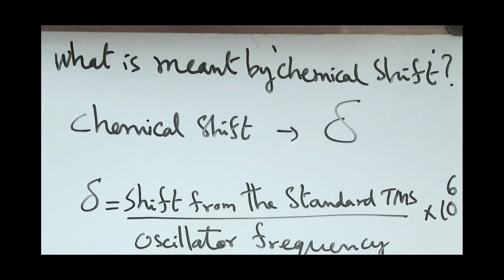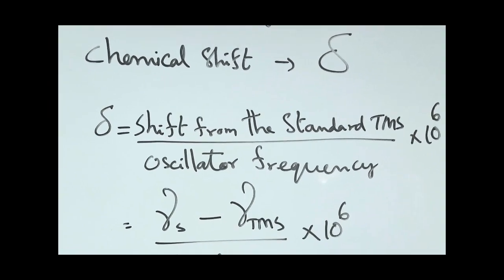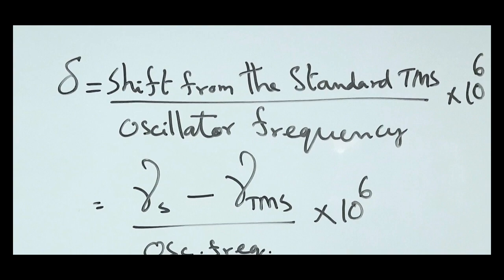It is independent of the magnetic field that is applied or frequency that is used. So chemical shift is indicated by the symbol delta. How do we calculate the value of chemical shift delta? I told you the tetramethylsilane signal is used as the reference compound, so TMS is assumed as 0. With reference to the signals of TMS, what is the frequency of absorption of other protons in the nuclei?